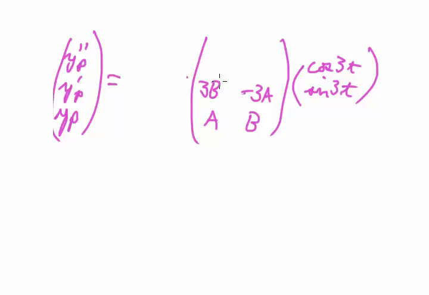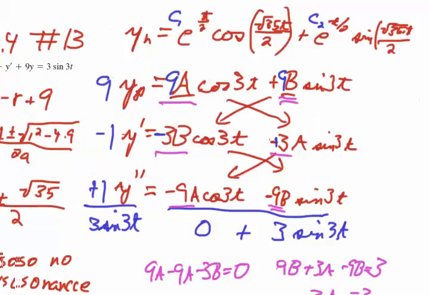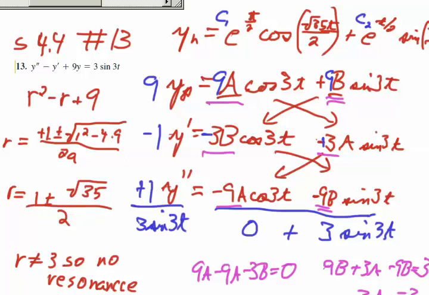I'll go a little bit more into that in a moment, but the derivative of 3b cosine 3t is negative 9b sine 3t, and the derivative of negative 3a sine 3t is negative 9a cosine 3t. And now we want to represent our equation here.